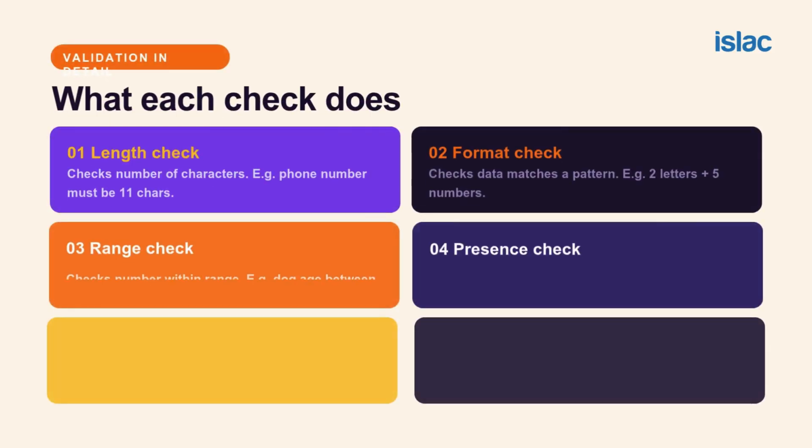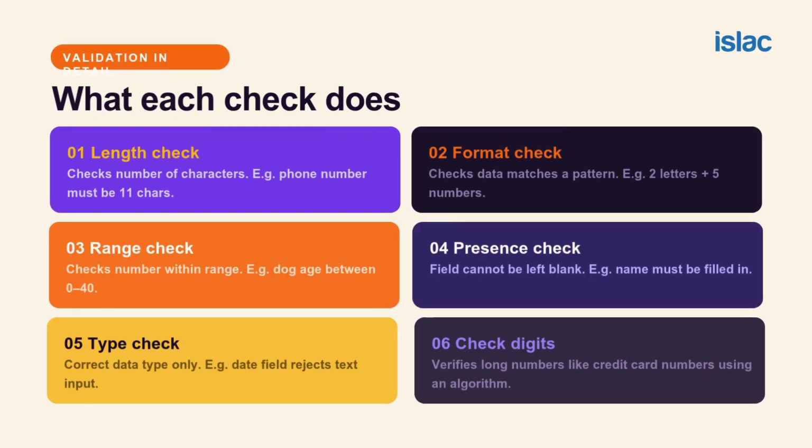Let us look at each check in detail. A length check verifies the number of characters. A format check verifies a specific pattern. A range check ensures a number is between a min and max. A presence check stops a field being left blank. A type check ensures correct data type. Check digits verify long number accuracy.